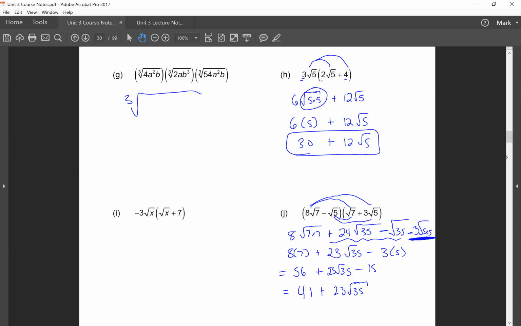Okay, so letter G, 4 times 2 times 54 is 432. A squared times A cubed, this would be A to the 5th. We would have 5 A's. And then B, we would have 1, 2, and another 5. Then you could simplify this. So I need a perfect square. Let's see, a perfect square that goes into this one. So, okay, good. All right, so this is almost done. I just need to simplify it.